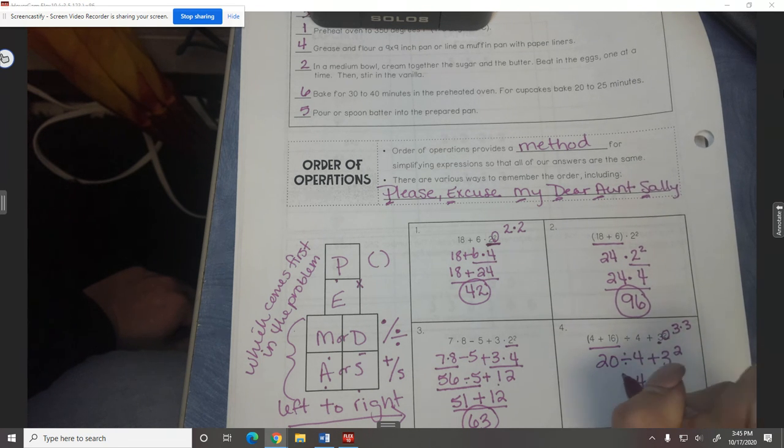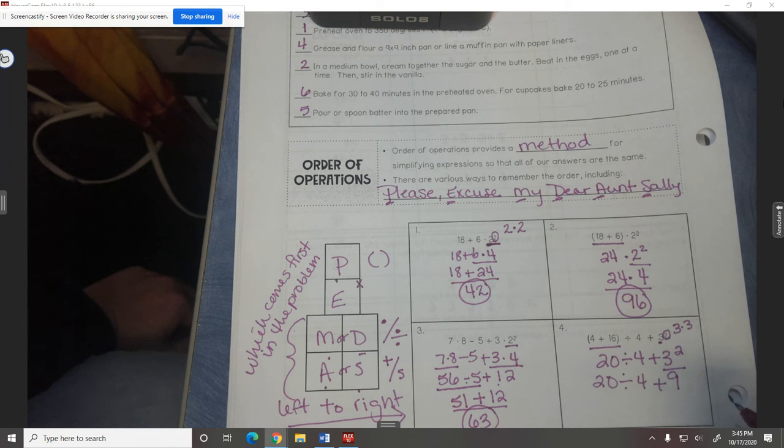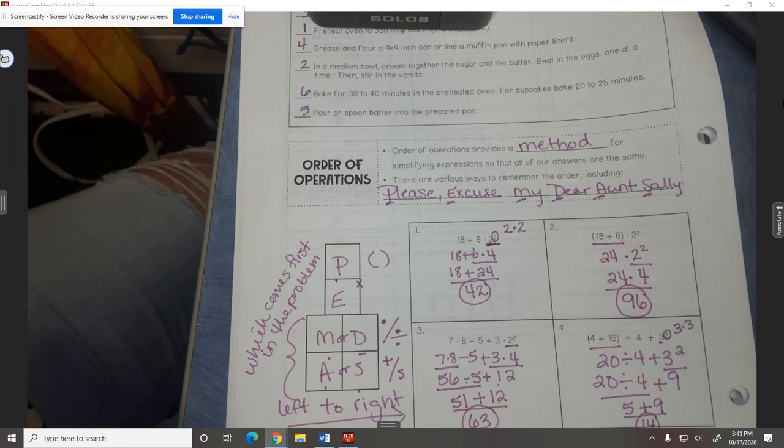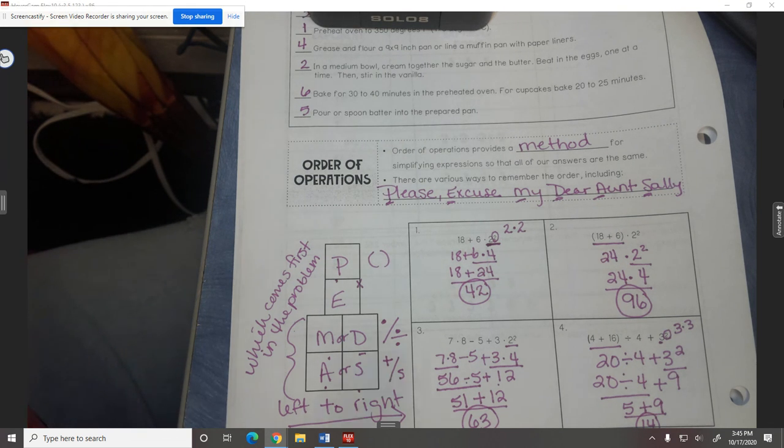Bring down everything else. And don't jump ahead of yourself, and don't try to jump steps. Take it step by step, because that's when you're going to mess up if you try to do that. So 20 divided by 4 is going to give me 5 plus 9. And then 5 plus 9 is going to give me 14. So if you got those right, awesome. If not, you need to go back and double check and see where you went wrong.